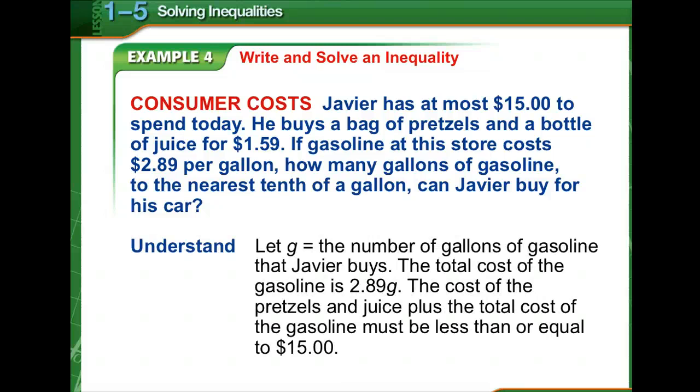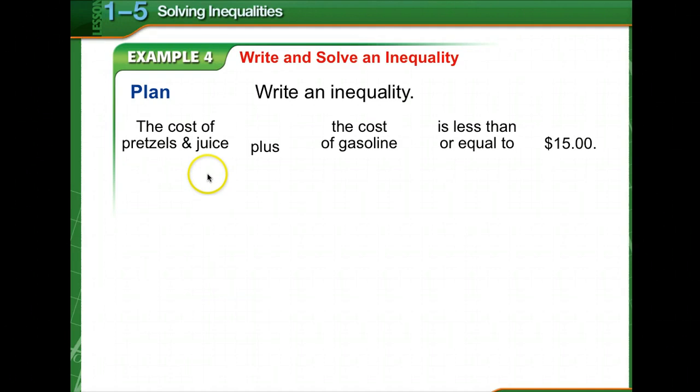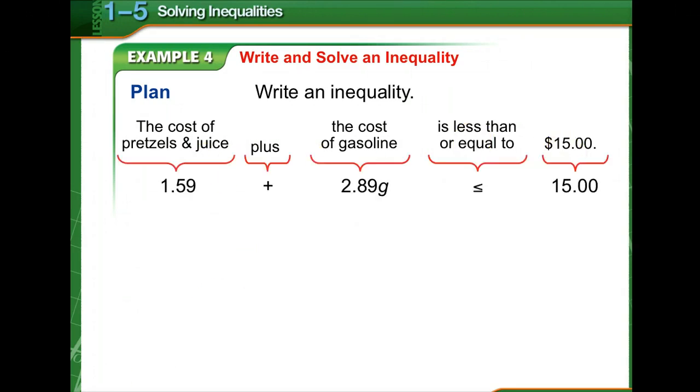First of all, we need to understand what the problem is asking us. So we're going to let G equal the number of gallons of gasoline that Javier buys. The total cost of gasoline is $2.89 per gallon. And the cost of the pretzels and juice plus the total cost of the gasoline must be less than or equal to $15. Now for our plan, we're going to write the inequality. So we've got all of our costs and what it can be no more than $15. So the pretzels and juice are $1.59 plus $2.89 per gallon must be less than or equal to $15.